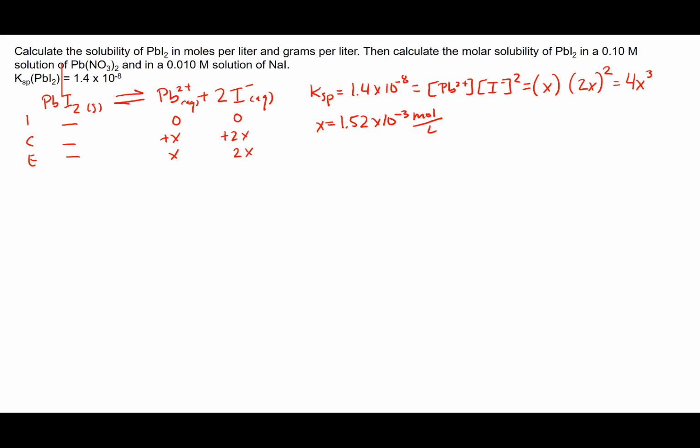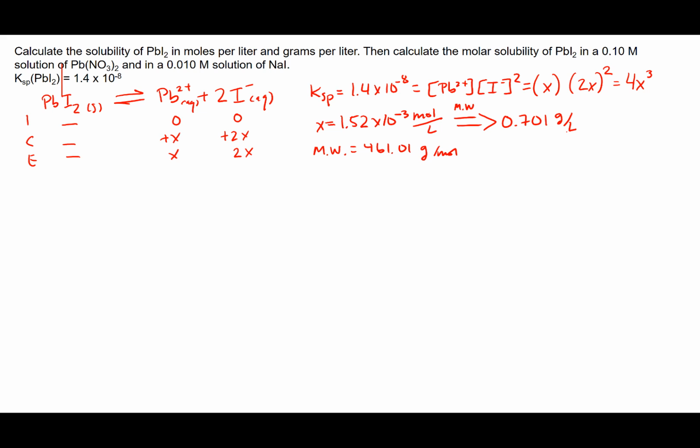Now, to calculate the solubility in grams per liter, all we have to do is multiply by the molecular weight. The molecular weight of lead iodide is 461.01 grams per mole. If we multiply our molar solubility by that value, the moles cancel out and we end up with grams per liter. Doing that, we get a value of 0.701 grams per liter, and that's the solubility of lead iodide.